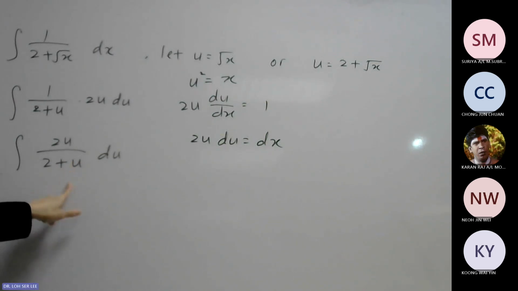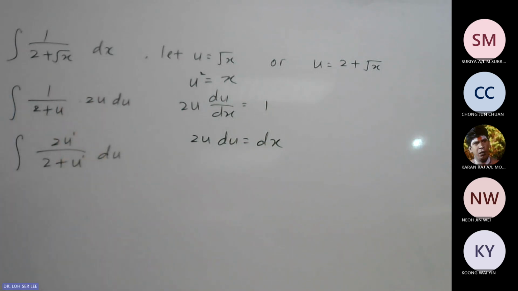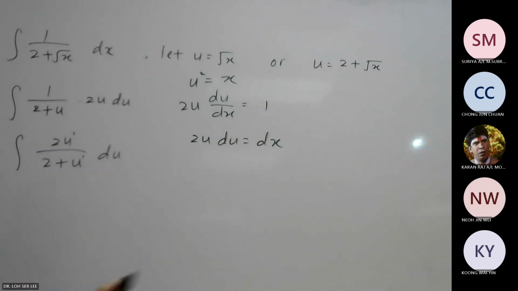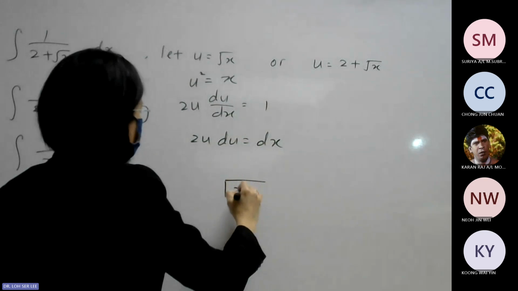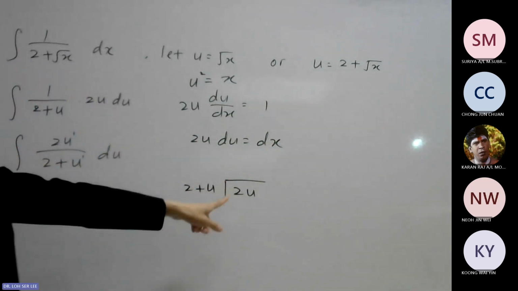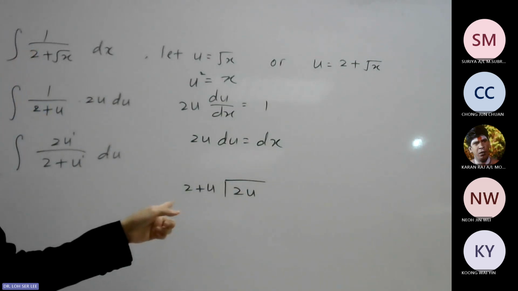To integrate this one, we have to apply long division, because this is power of 1 and this is power of 1. Normally the power of the denominator should be greater than the numerator, but now they are the same. When they are the same, or the numerator is greater, we have to apply long division. Have you learned about long division? 2u divided by 2 plus u. Learned this before?